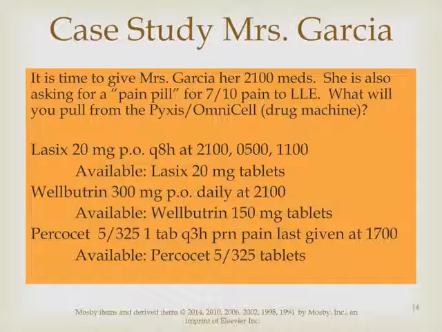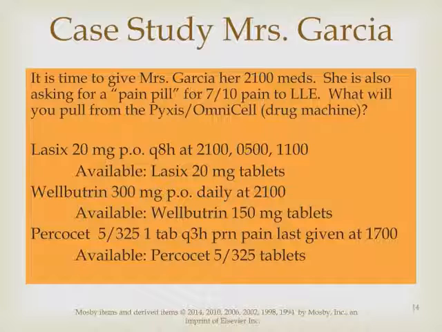Looking at the medications that are on here, you need to pick the ones that are due at 9 p.m. And so if you were to pick those, it looks to me like we would pick a Lasix at 2100, a Wellbutrin at 2100, and it says that she needs Wellbutrin 300 milligrams and is available in 150 milligrams, so I need 2 Wellbutrin, I need 1 Lasix, and then her pain medication was last given at 5 o'clock, so 5 to 6, 6 to 7, 7 to 8, 8 to 9. She's due for her pain medication, so she can have only 1 tablet.